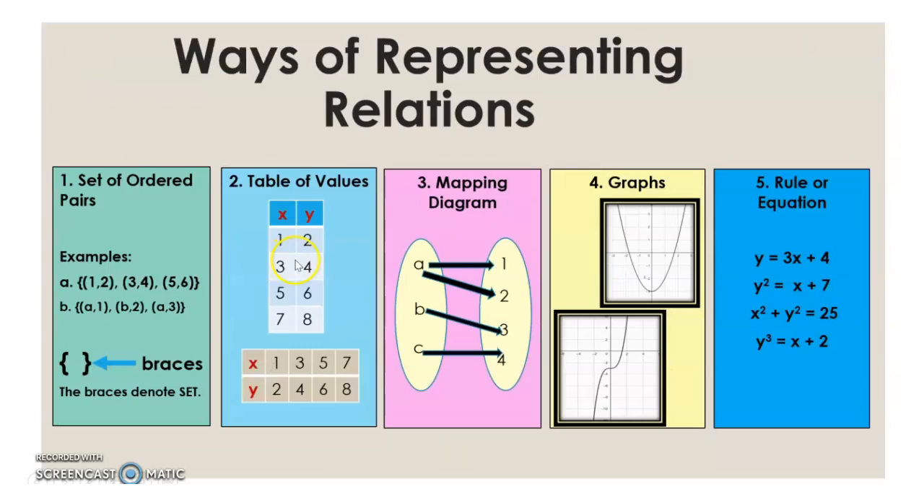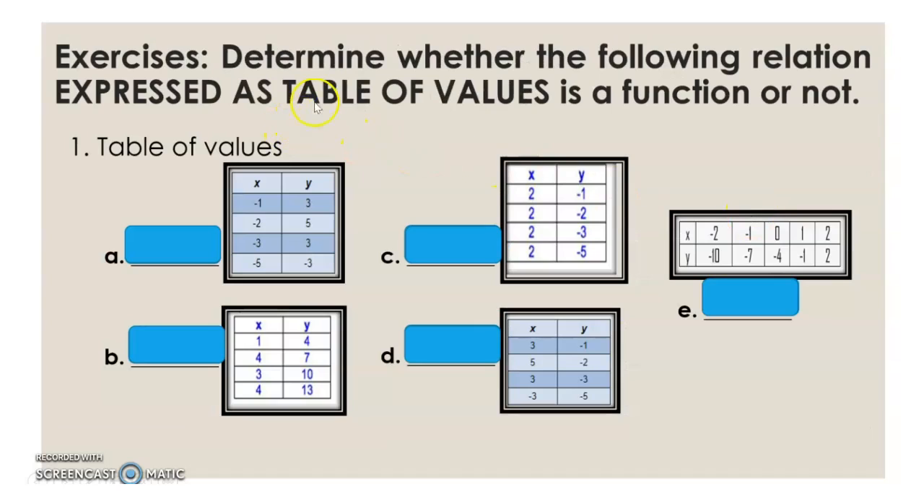So we will determine which among the relations expressed as a set of ordered pairs, table of values, mapping, or arrow diagram are functions. We will discuss how to identify functions expressed as graphs and equations in our next video clips. So let's start. Determine whether the following relation expressed as table of values is a function or not.